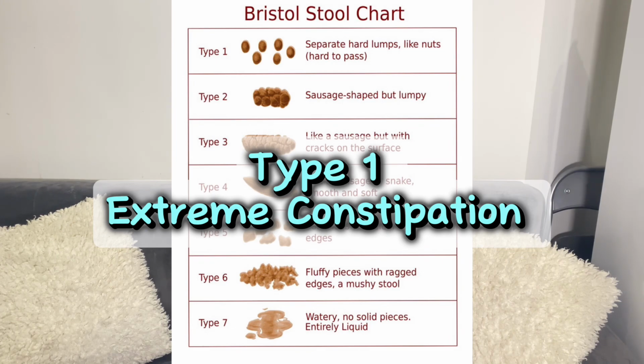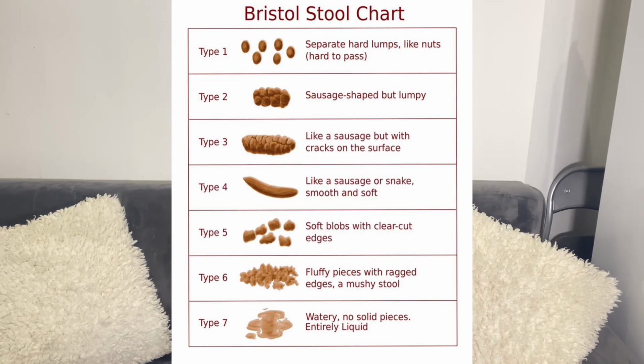Now know that the more you move from type 1 down to other types, maybe from type 1 you go to type 2, it means that your stool is becoming a bit more flexible. So once you move from the lower to the higher end, the more your stool is becoming flexible. So if you are type 1 and you move to type 2, it means that the extreme constipation that you are having, for you to pass that stool is becoming less. So type 2 is sausage shaped but lumpy. Type 3 is like a sausage but with cracks on its surface.